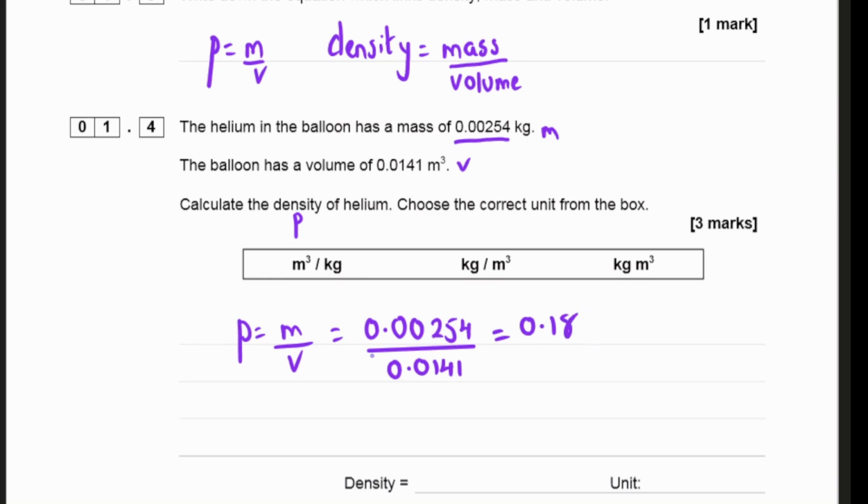And the unit: mass is measured here in kilograms, and the volume is measured in meter cube. You could say the unit is going to be kilogram per, or divided by, the meter cube. The density is 0.18. The unit is kg/m3, or meter cube.